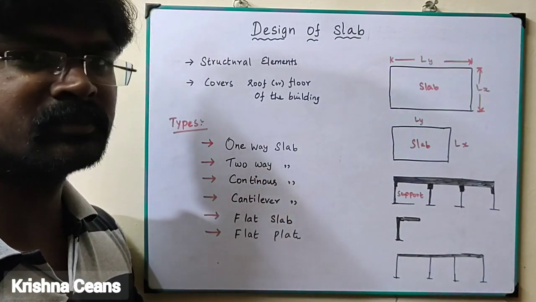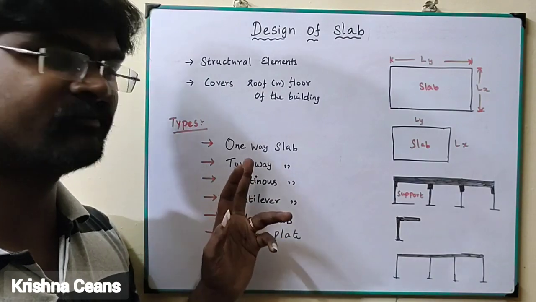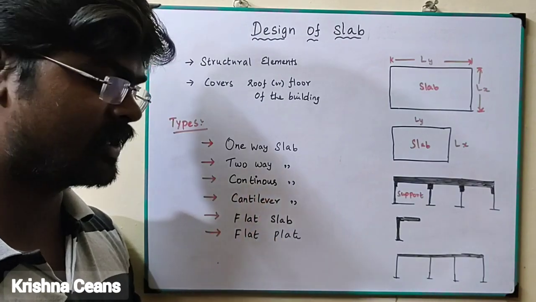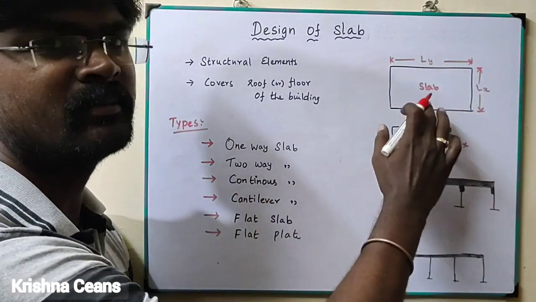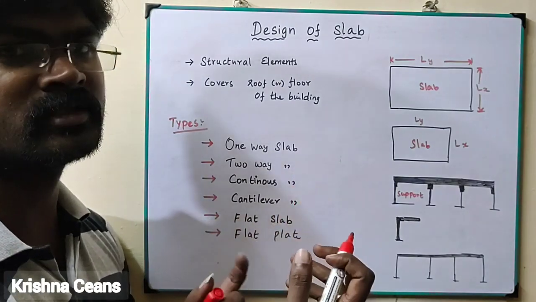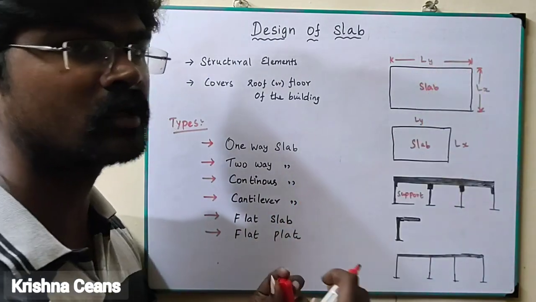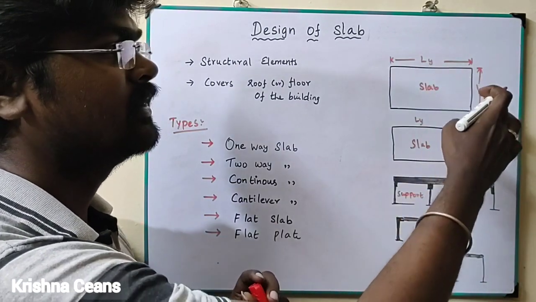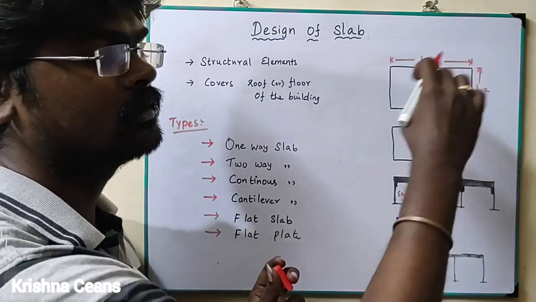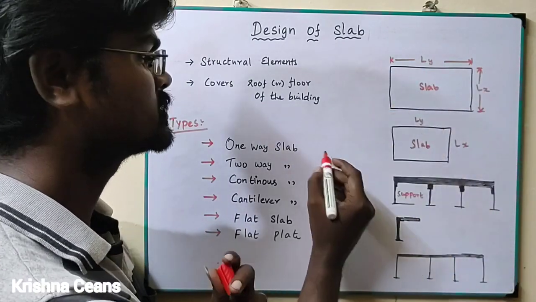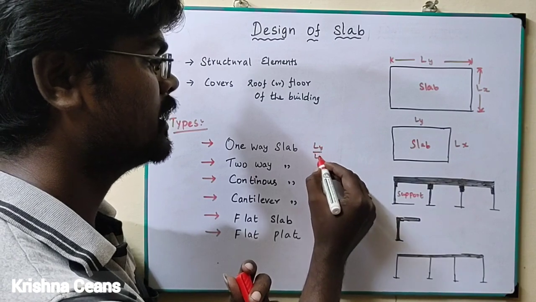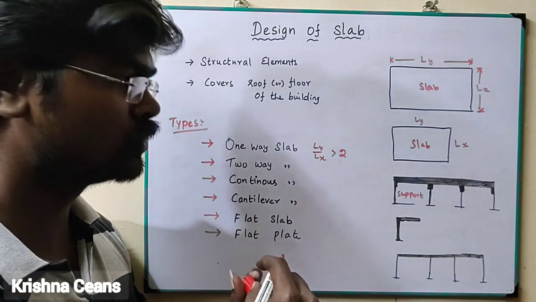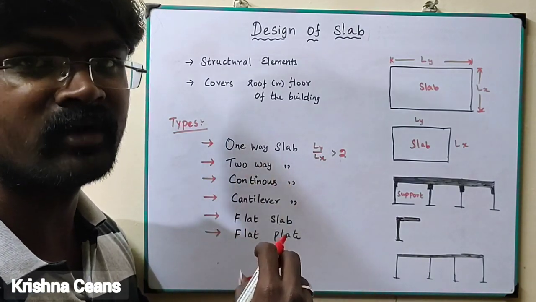So there is a condition for considering whether it is a one-way slab or two-way slab. If it is a one-way slab, the condition is, consider this is a slab having two spans. One is the longer span, another one is the shorter span. The longer span we consider as Ly in the y direction, whereas Lx is in the other direction. In this condition, Ly by Lx is greater than 2. If it is greater than 2, such a slab we call a one-way slab.